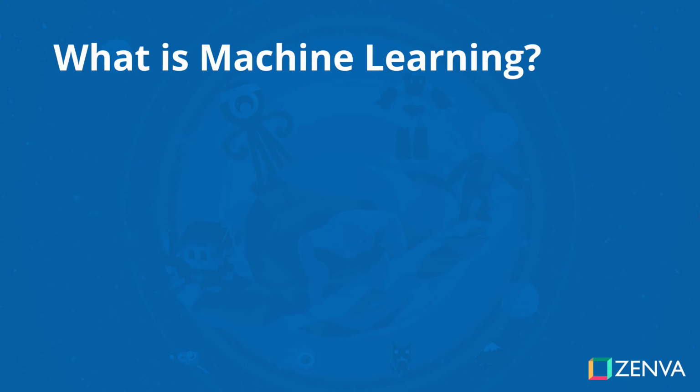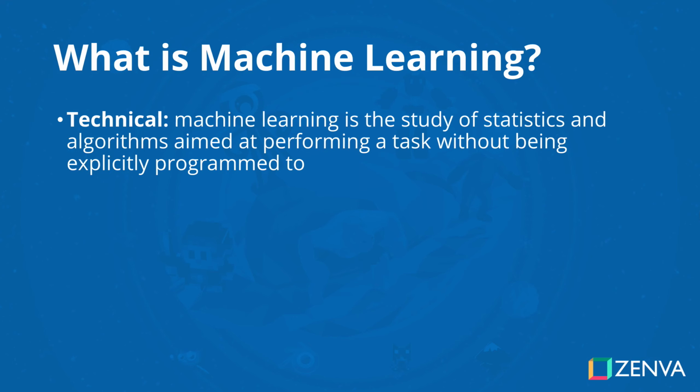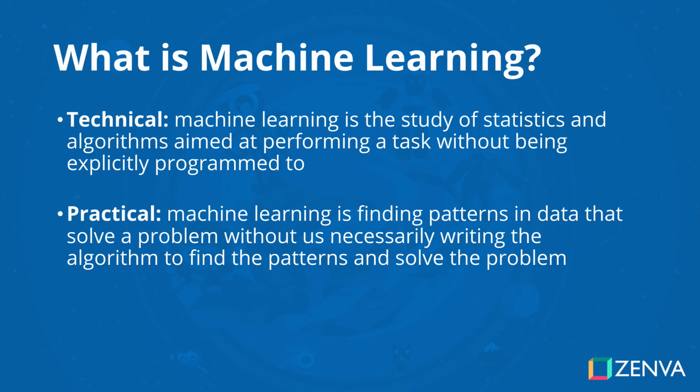Okay, so for starters, we'll cover what is machine learning. I think we can safely do that in this video too. Now, there is a technical definition here. Machine learning is the study of statistics and algorithms that's aimed at performing a task without being explicitly programmed to. That's a lot to take in. It's quite wordy and is very technical, uses a lot of jargon. So let's try to break that down a bit. I've got hopefully a bit more of an easy definition to understand here.